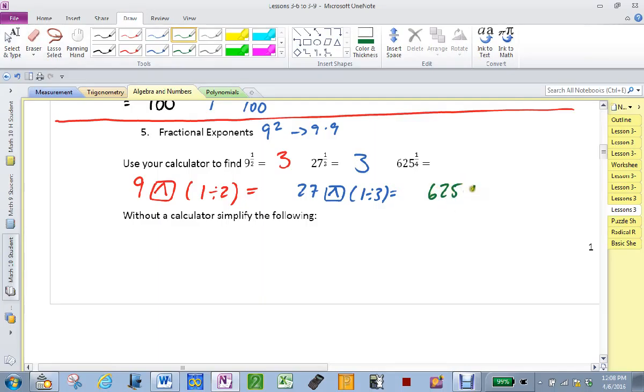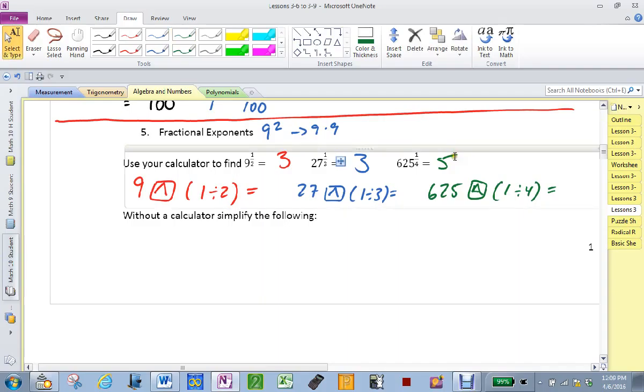And then finally do the same thing with 625. 625 exponent bracket 1 divided by 4 close brackets equals. And what do you get? 0.5. Okay? Trust me. Everybody cool? Now, stop for a minute and look at the numbers involved here. What do you see? You see a 9, you see a 2, you see a 3, and you see a 1.